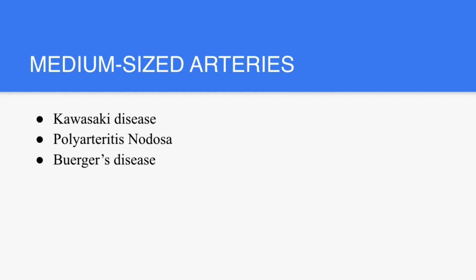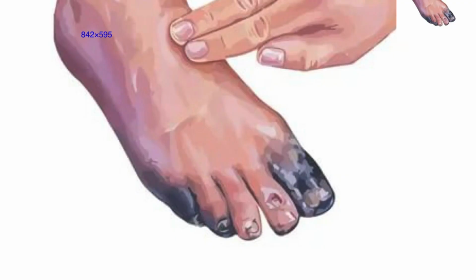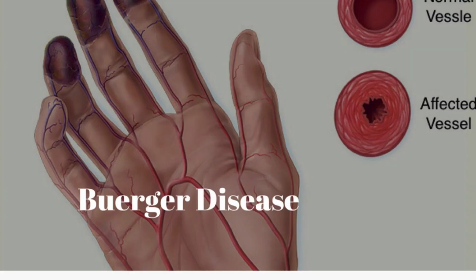What about the medium vessel vasculitis? This includes Kawasaki disease, polyarteritis nodosa, Buerger's disease, and I'm going to show you in the next slides some of them. So this is polyarteritis nodosa affecting the flexural surface of the legs. This is Buerger's disease leading to dry gangrenes of the toes and of the tips of the fingers over here.